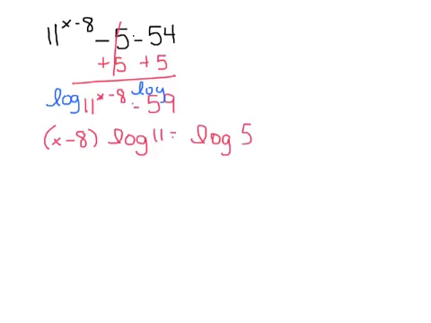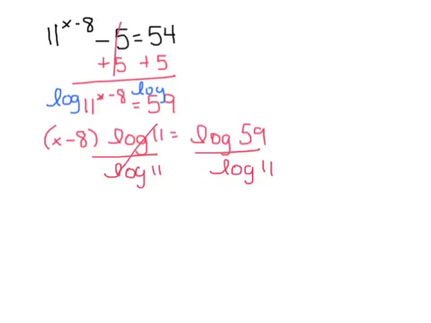I think I messed up. So instead of just taking the x down from the exponent, I took the x minus 8 and put it in front. So that's where that came from. Then I'm going to do the same thing I did before. I'm going to divide by log 11. I'll need your help with that. It's 1.700.